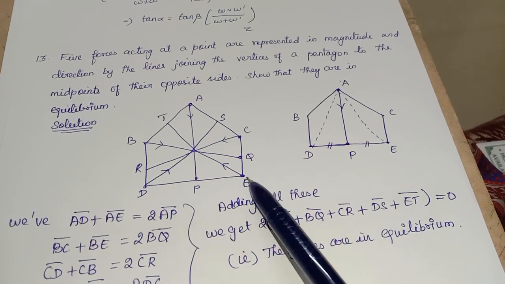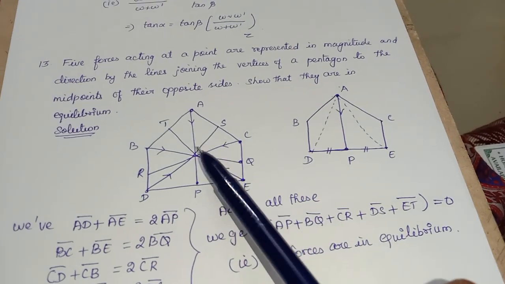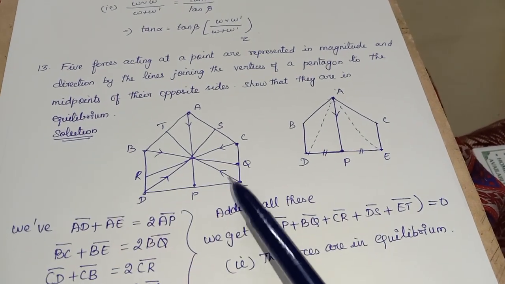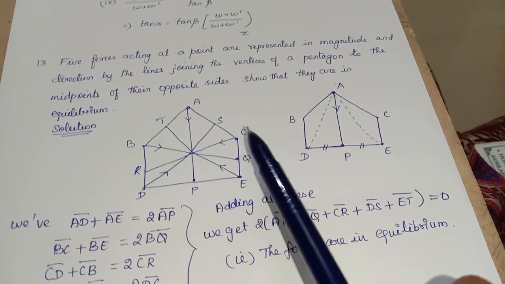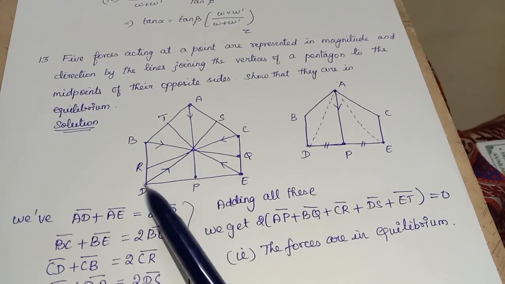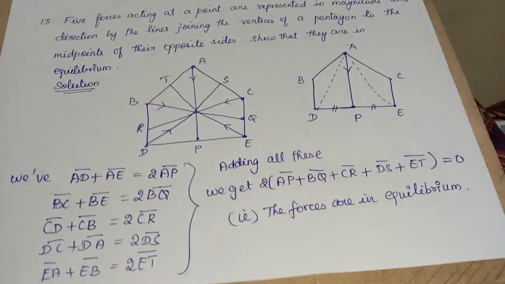This P is the midpoint of DE. Join this AP. Along this I have a force. Similarly, another one is BQ, another one is CR, where R is the midpoint of BD, etc. So like that I have five different forces. What you have to prove? All the forces are in equilibrium.